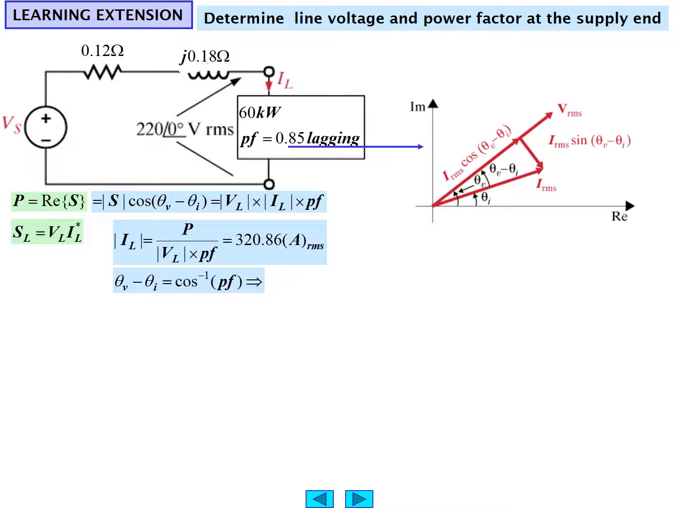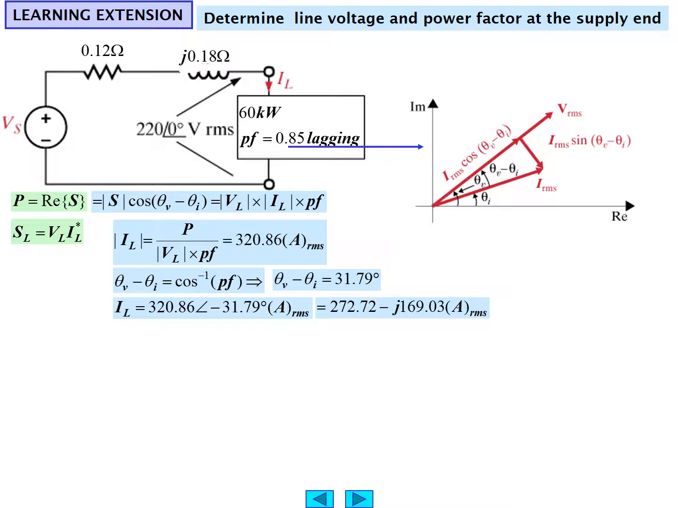θV minus θI is equal to the arc cosine of the power factor, as in the prior example, but in this case gives us 31.79 degrees. I sub L is 320.86, which is what we got for the magnitude, but now we have the phase angle as minus 31.79 degrees amperes RMS. And we can reduce that from polar to rectangular form: 272.72 minus j169.03 amperes RMS.